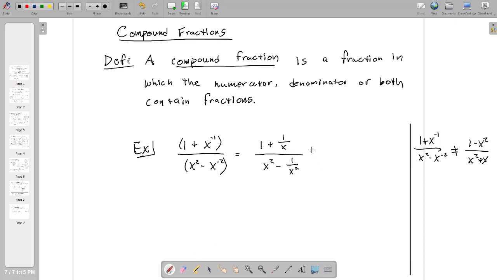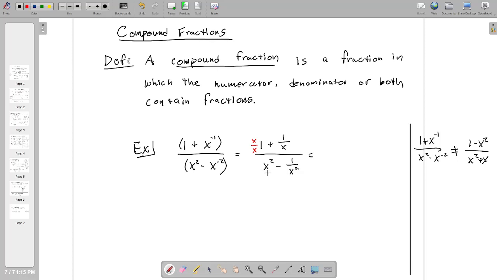Now what we want to do is make sure that this is no longer a compound fraction. We want to simplify this to the point that it's exactly one polynomial divided by another polynomial. Okay. So here on top, we need to find a common denominator between 1 over x and 1. So we multiply the 1 by x over x. Again, x over x is 1, and 1 is the multiplicative identity. So I'm not changing the problem, I'm just changing how it looks.